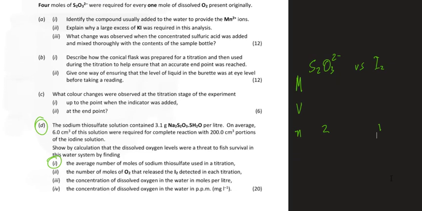Volume, about volume, we've got 6 centimeters cubed of the solution, so that's the sodium thiosulfate, so I can put that information in, 6 centimeters cubed, and the volume of the iodine solution, that's the water sample, was 200 centimeters cubed. Okay, I can make that a little bit neater by making it into a table.